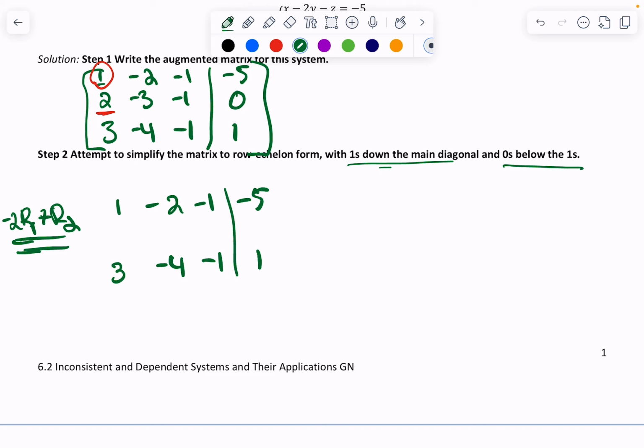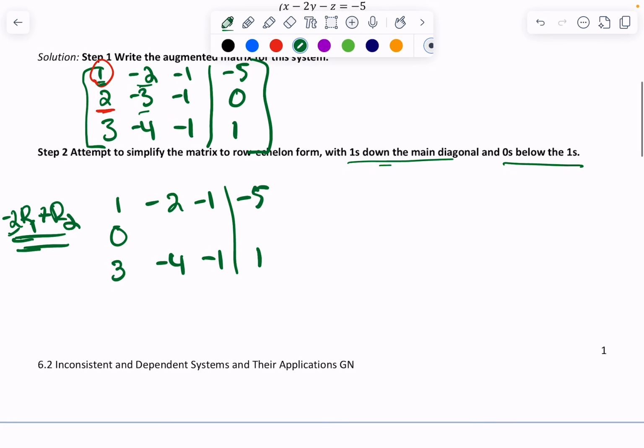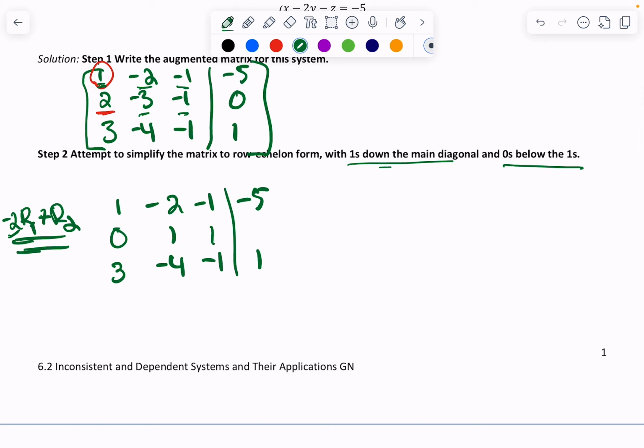It's the second row that changes. So -2 times 1 is -2 plus 2 is going to be a 0. -2 times -2 is 4 plus -3 is going to be 1. -1 times -2 is a 2 plus -1 is a 1. And then -2 times -5 is a 10 plus a 0 is going to be 10. Okay, so what did we achieve here? We already had that 1. We got a 0 under, and now we have a 1 over here as well.